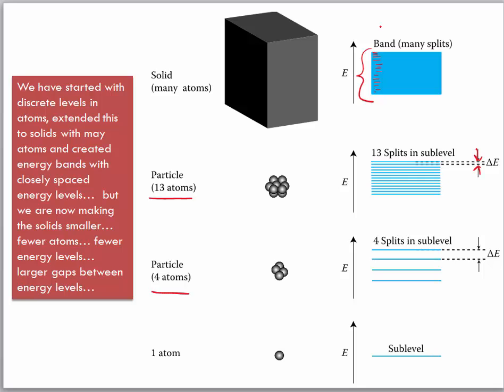And as we get to smaller and smaller particles, the splits get even farther apart, so the delta E's get even bigger. As the volume is decreasing, the delta E is increasing until we get to just one atom, and of course one atom has no splits, it just has the one sublevel. So these delta E's, these gaps between the energy levels, get bigger and bigger as we get to smaller and smaller particles. All right, well, what does that mean, and what's the useful application of this?